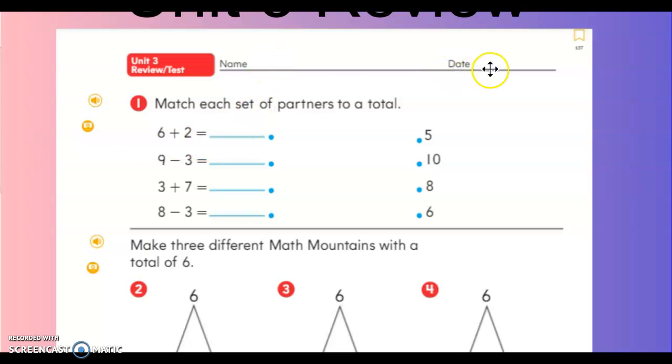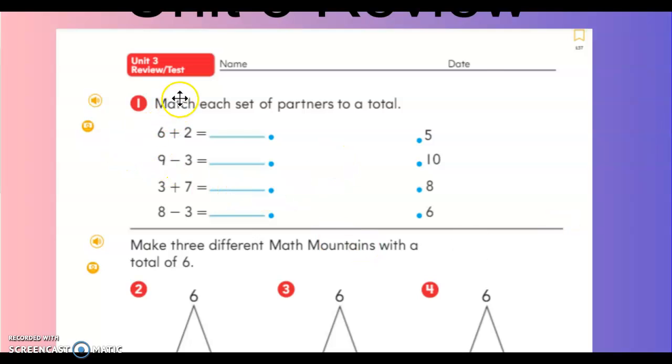Please put your name and the date on the top of your paper. If you are a virtual student at this time, this will be considered your Unit 3 test. And if you are not a virtual student at this time, this is just a review for the test that will be tomorrow. And we will be doing some more review in class. This is just extra.